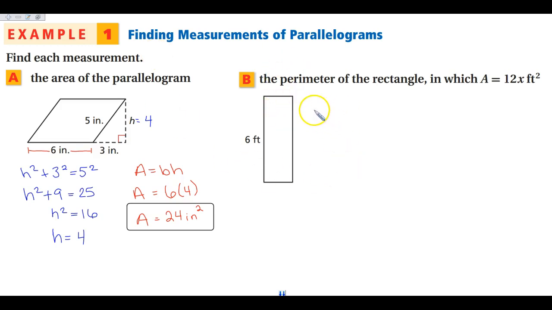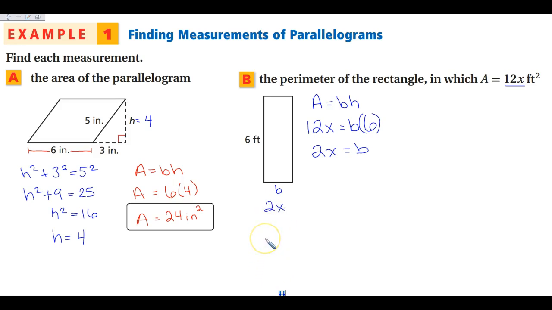So then we're going to look at the next one. I want to find the perimeter of the rectangle if I'm given the area. I know this is a rectangle, so this is going to be my height, this is going to be my base, and I don't know what my base is, so that's what I need to do first. When I am looking at my area formula, area is base times height. I'm told that my area is 12x, so I'm going to plug that in for my area formula. My base is what I don't know. My height is 6. So I'm going to divide both sides by 6 to get 2x is equal to my base.